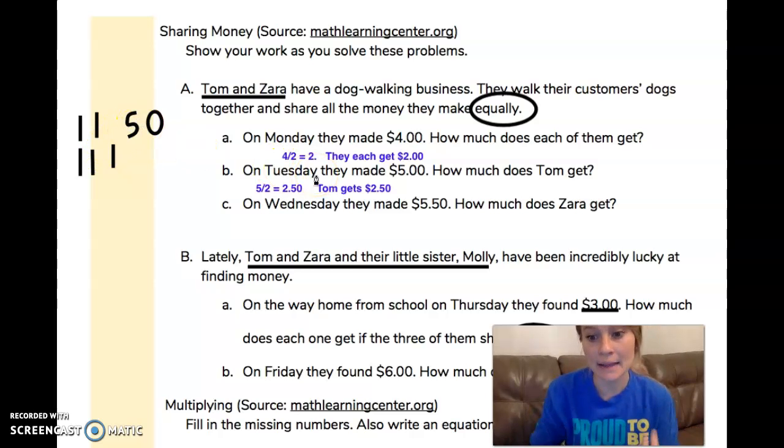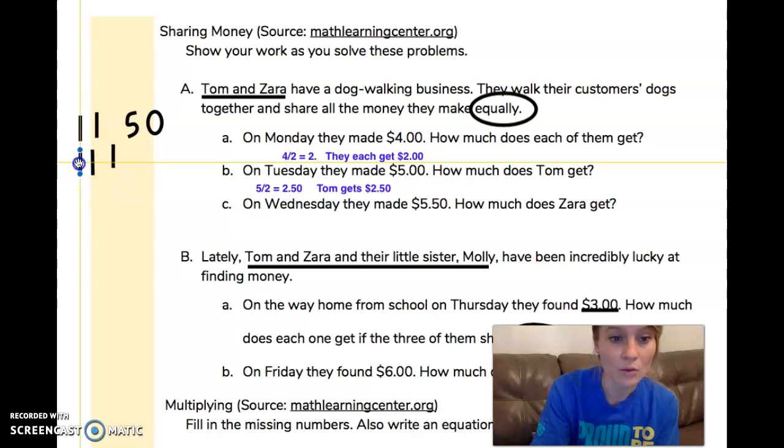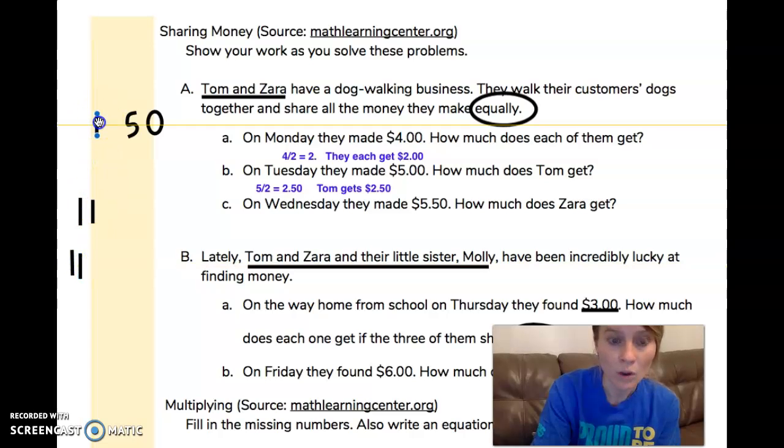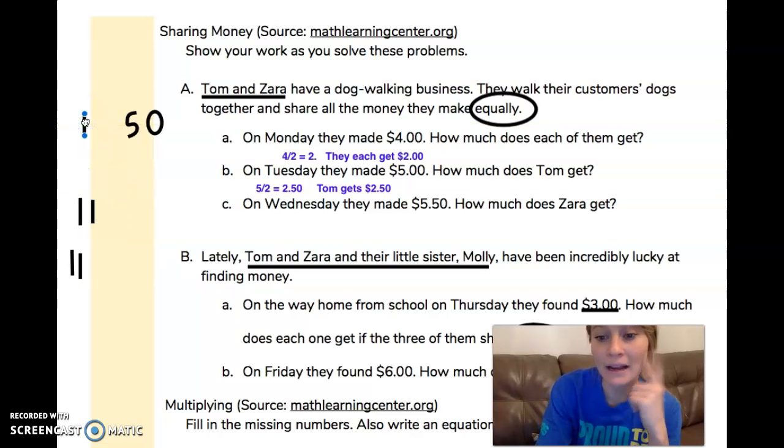So let's do the same thing. It has to be equal. 1 for Tom, 1 for Zara. 1 for Tom, 1 for Zara. 1 for, oh, what am I going to have to do with this one? Do you see? Man, how am I going to break this apart? I have $1.50 left. Think about quarters. Can I split this up anyway?